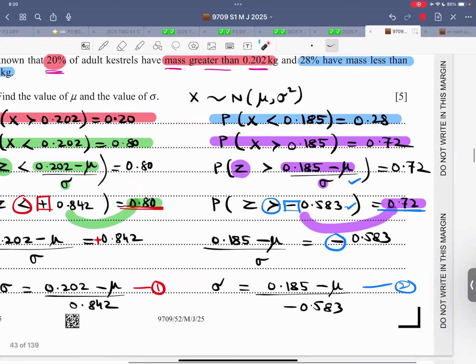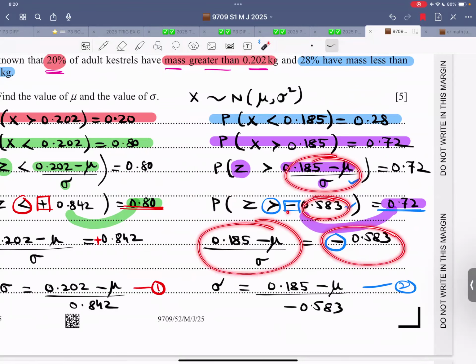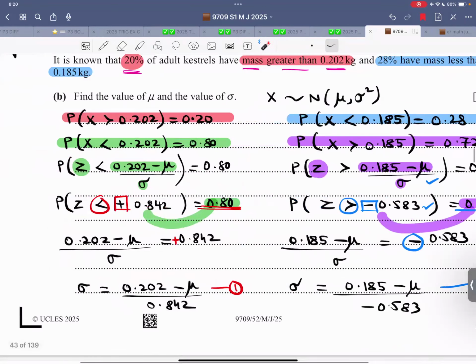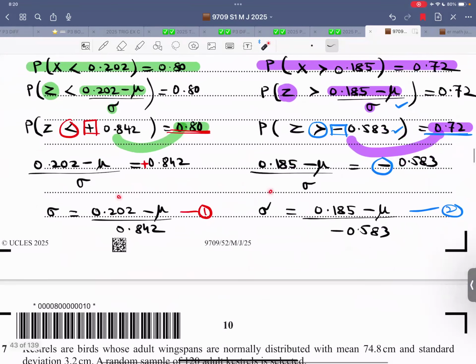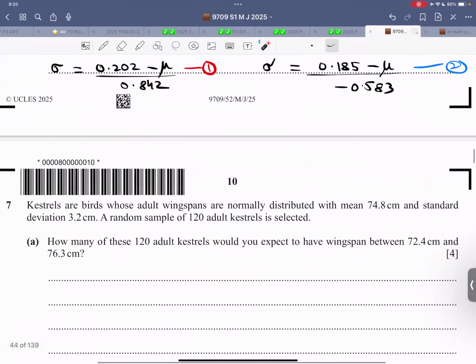Now over here, what do we do? We take this thing, we equate it to this. Don't forget the negative sign. You are getting two equations. You solve simultaneously and you get the answer.